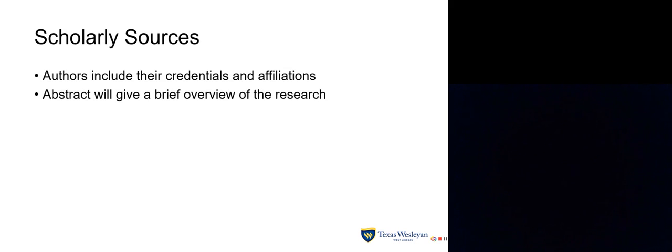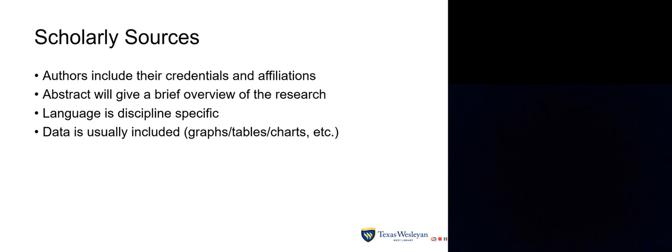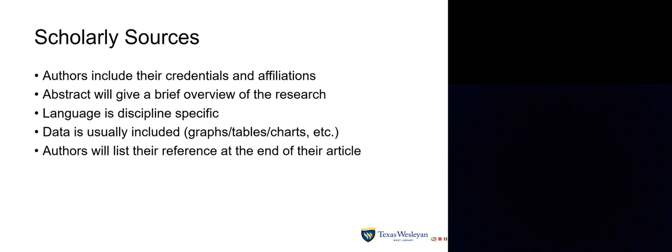Often, an abstract is included at the beginning of the article to give the researcher a brief overview. The language is formal and technical and usually contains discipline-specific jargon. Articles have section headings and data is usually included to show results of studies or experiments. A standard element of a scholarly source is a reference section. An author of a scholarly work will always list the sources they use in a works cited or bibliography section at the end.